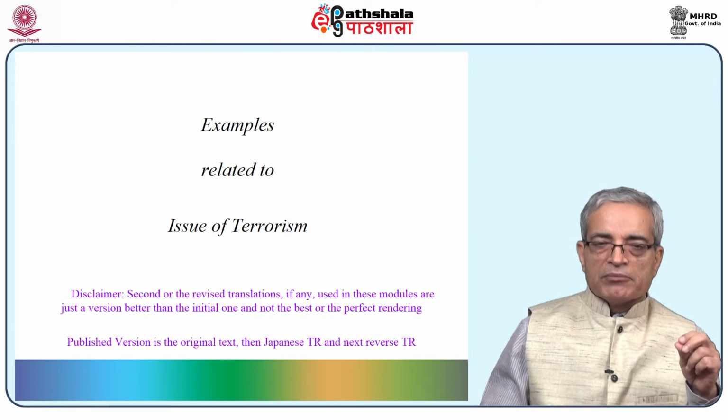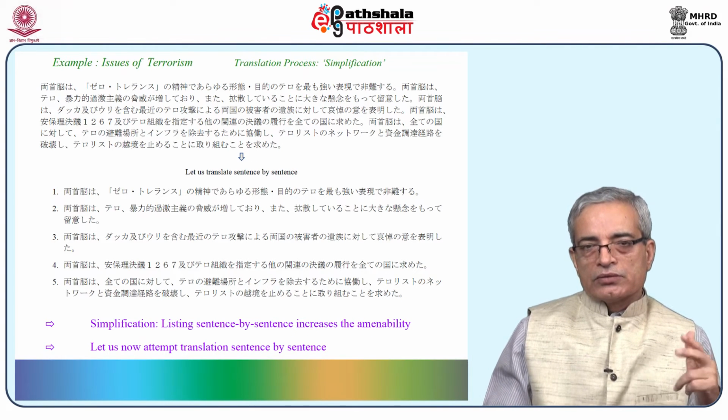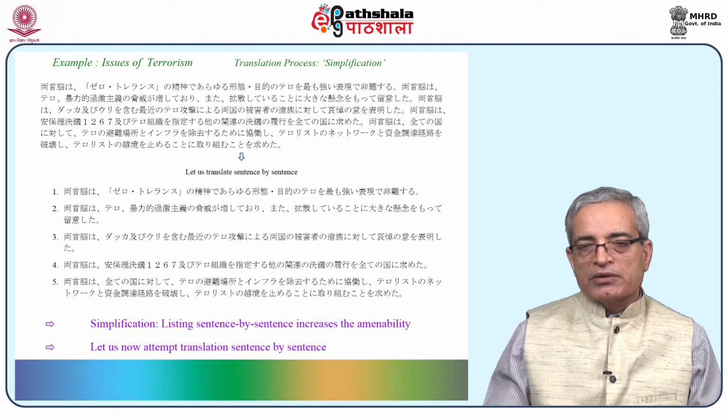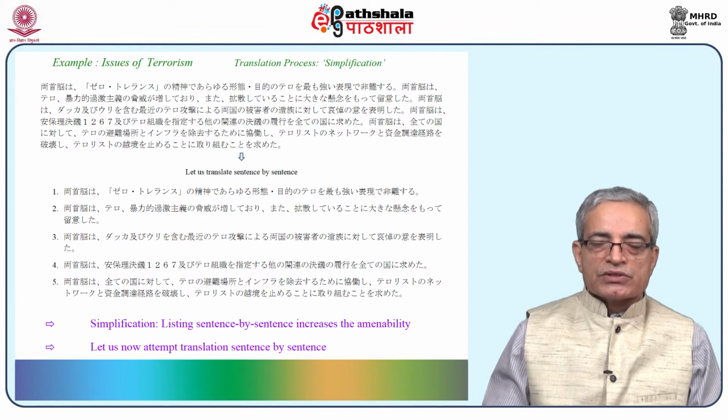Let's begin with the examples for this particular module, that is, the issue of terrorism. So again, it's 3 plus 2, 5 and a half lines, again looks quite complicated. Let's truncate this paragraph into smaller sentences. So there are 5 sentences which are coming up here. Listing sentence by sentence increases the amenability. And let us now attempt translation sentence by sentence.